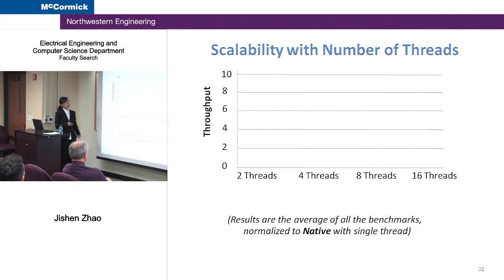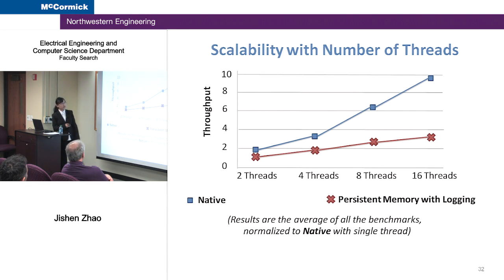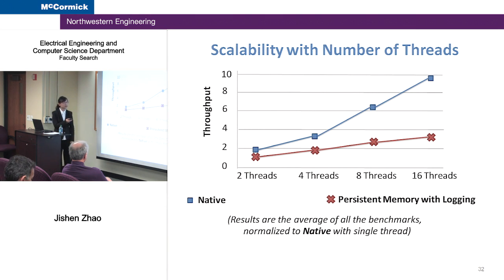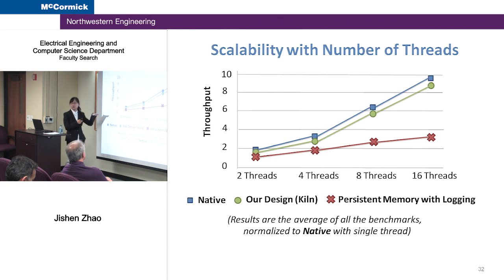We also evaluate the scalability of our design across a number of threads. As we can see here, for persistent memory with logging, when the number of threads increases, the performance gap is increasing quickly as well. But our design can always perform very closely to the native system.